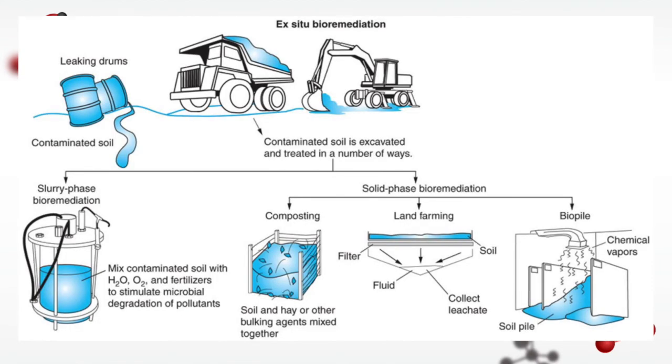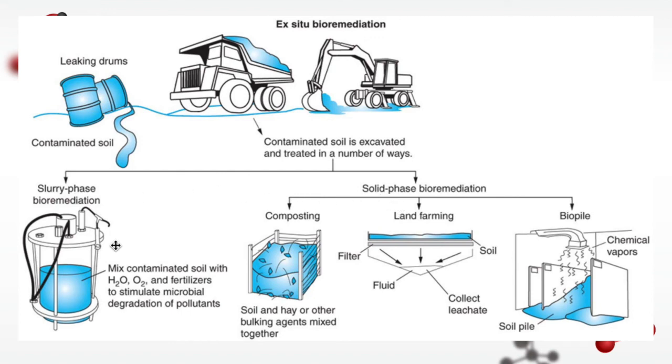So here's a good chart encompassing both slurry phase bioremediation and solid phase bioremediation for ex situ. Here we have an example: a leaking drum, contaminated oil soil. So in ex situ, we have to excavate the soil and transfer it to a new place. Once that's done, you can either choose to do slurry phase bioremediation or solid phase bioremediation.